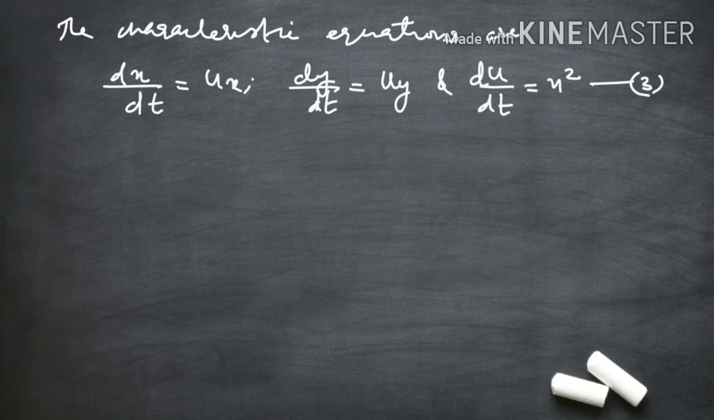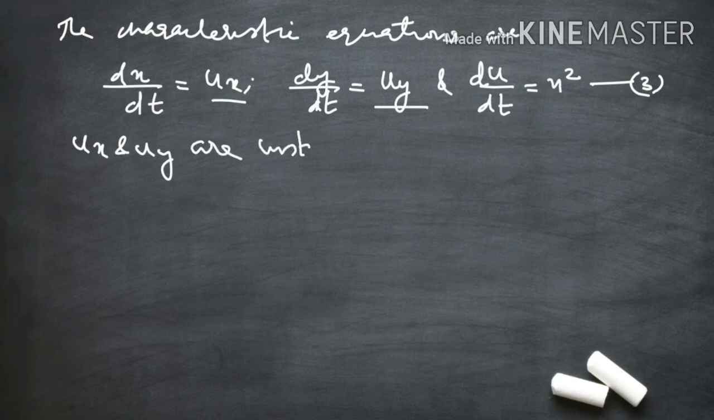We know that we will get the characteristic curves by solving these 3 ODEs. But we know that dx by dt is equal to ux and dy by dt equal to uy, and this we can't solve directly, since ux and uy are unknown to us; we have to determine them after finding the integral surface. So ux and uy are unknown.